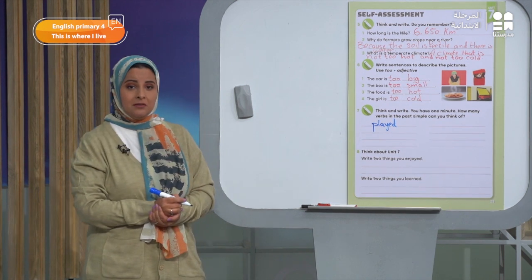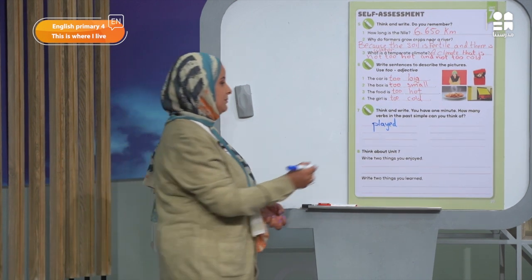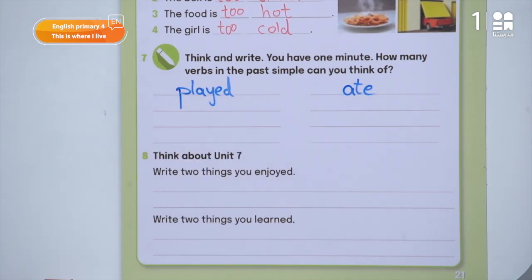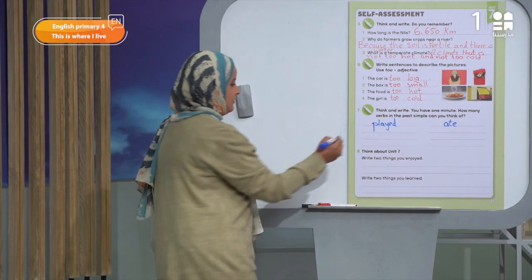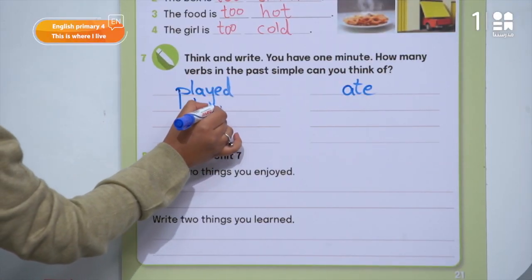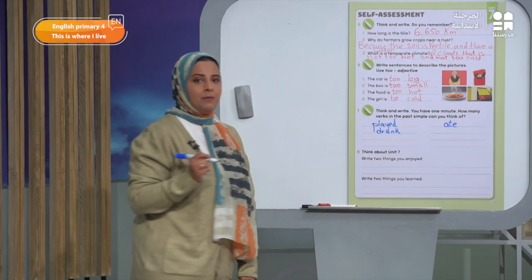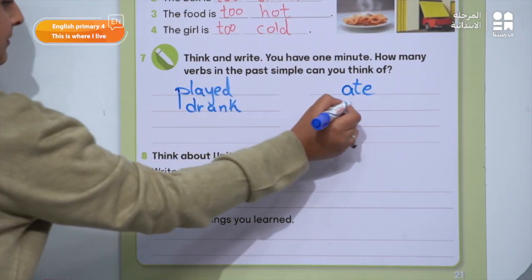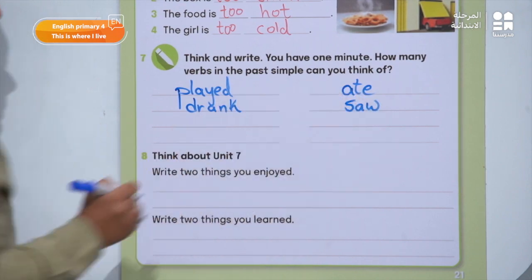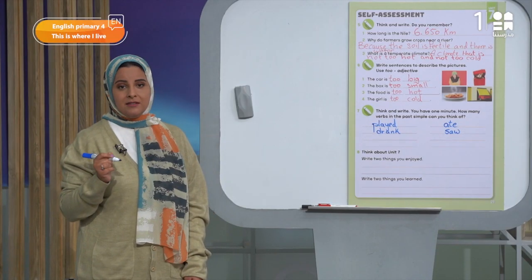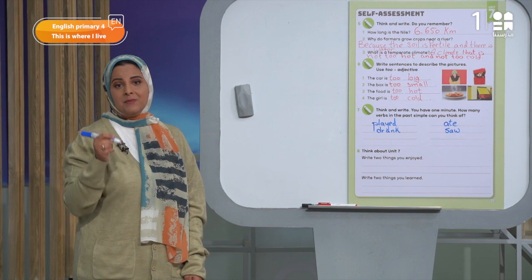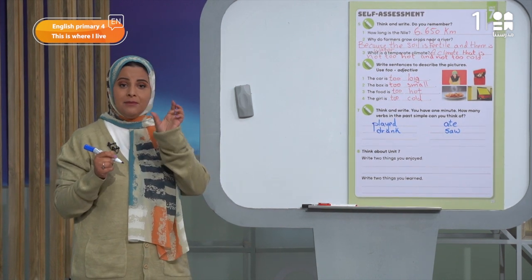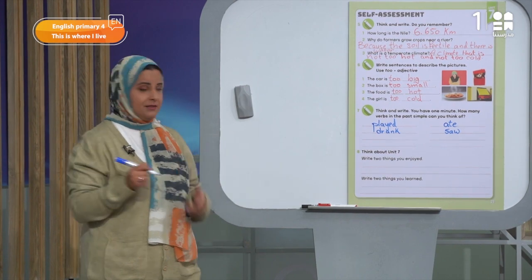How about eat? Ate. Okay, drink. Drank. How about see? Saw. Read. Read. بس read مش بتتكتب R-E-D زي color red، بتتكتب زي كلمة read بس بنقولها read.